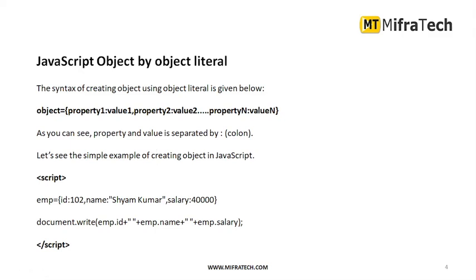Coming to an example, we are writing in a script. Inside the script, we are taking an employee as an example and creating an object. emp = {id: 102, name: "Sham Kumar", salary: 400000}. When we want to display, document.write(emp.id + " " + emp.name + " " + emp.salary), the output is shown.